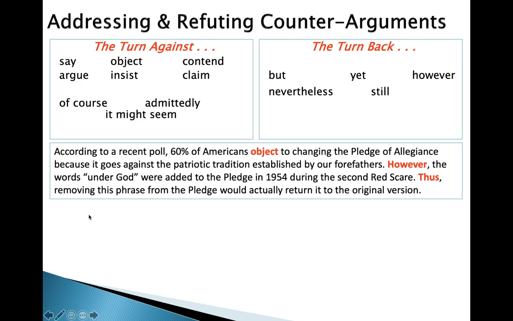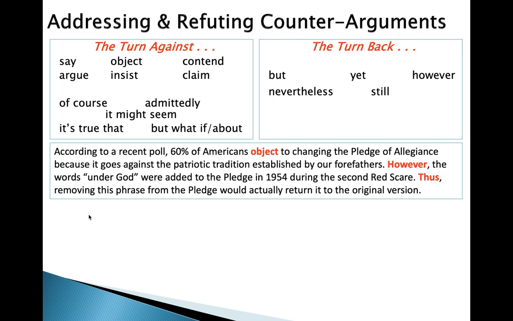Sometimes you can't easily shut down a counterargument by just proving that it's wrong, and then you need to use more conciliatory language, where maybe you have to basically admit that the counterargument makes a good point, but then still indicate why it doesn't make a good enough point to invalidate your argument or your proposal. So then you use language like "of course," "of course it's true," or "admittedly it's true," or "it might seem that this is a case for not changing the Pledge of Allegiance."